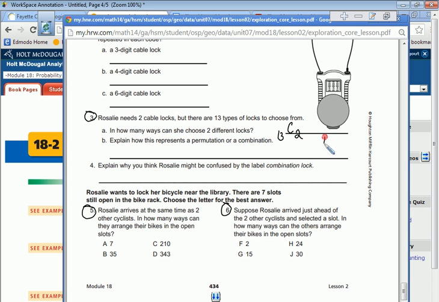So if we were showing our work, it'd be 13 factorial over 2 factorial times 11 factorial. So it ends up being 13 times 12. The 11 factorials cancel over 2. And this goes in there 6. And that gives us 108.